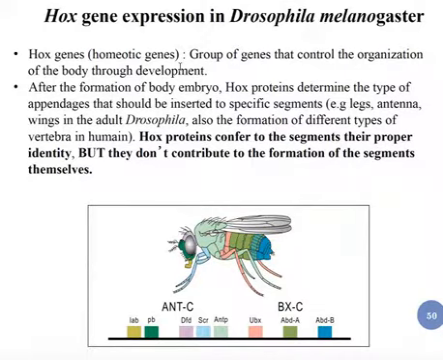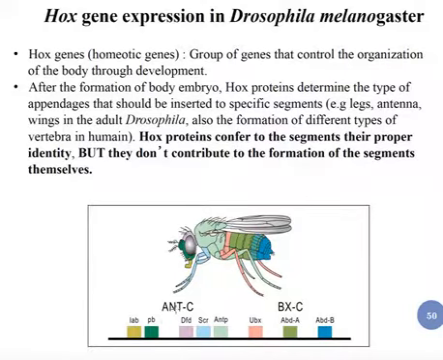So here I will remind you about one thing I explained last time regarding the function of HOX genes or homeotic genes. HOX genes are an example of homeotic genes present in Drosophila, and they are important for organizing the body. They organize the body plan through development.